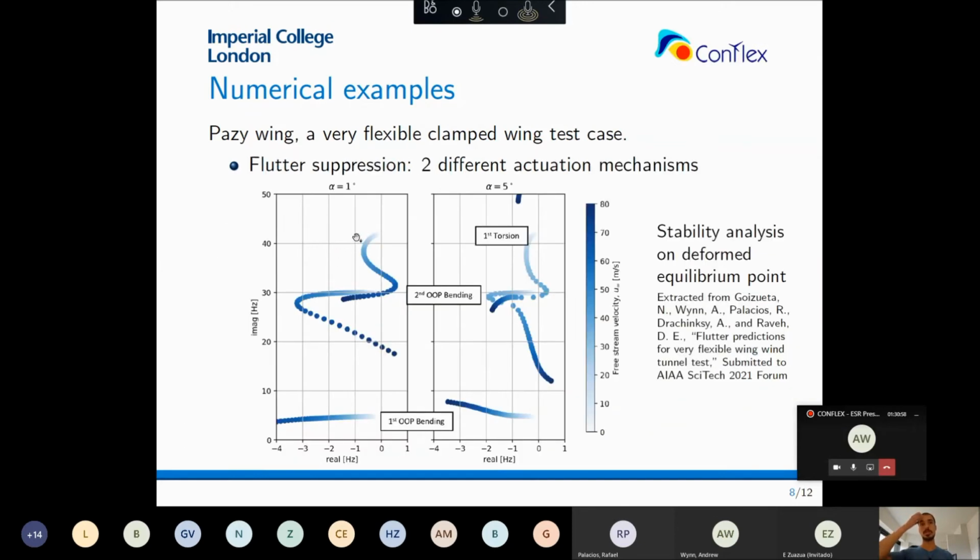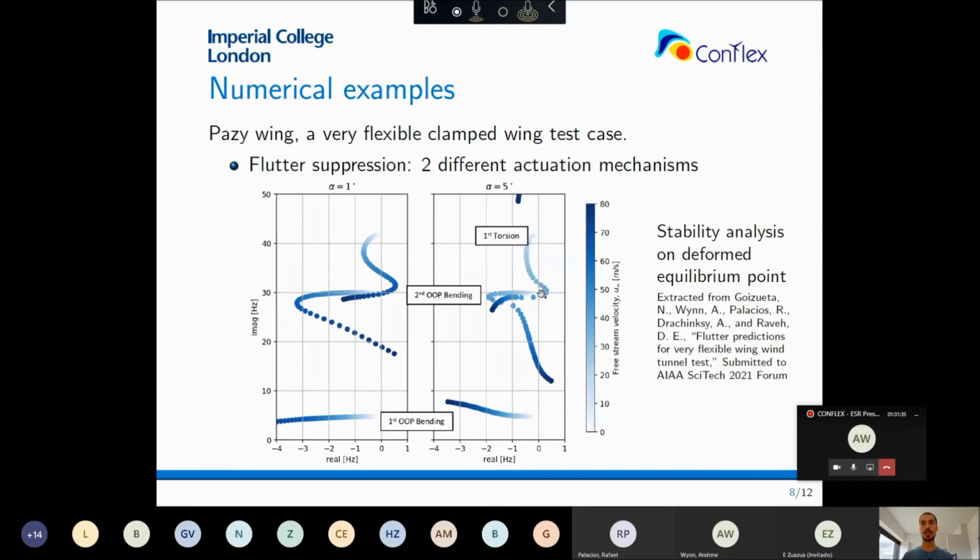So then we also set up a flutter suppression test problem. This wing offers us a very rich case regarding these flutter suppression problems. What you see here is a flutter plot where we plot the eigenvalues of the linearized system around the nonlinear equilibrium points for varying incoming flow velocities. We see that as we start to increase velocity, the wing remains stable.